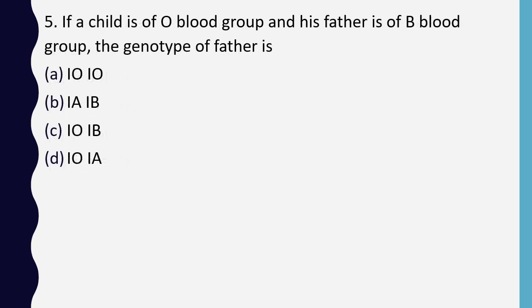Question number 5. If a child is O blood group and his father is B blood group, the genotype of father is IOIO, IAIB, IOIB or IOIA. Child is O and father is B. Correct answer is option C. The father's genotype is IOIB.